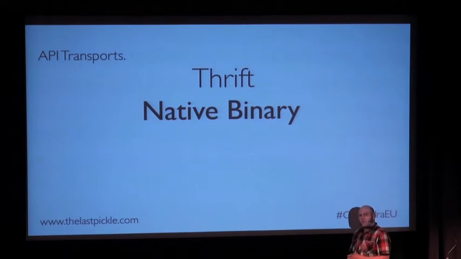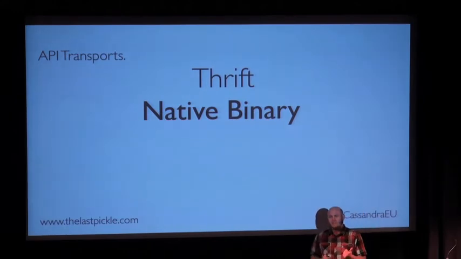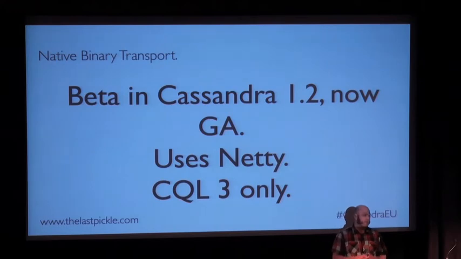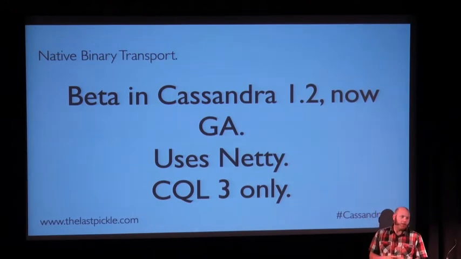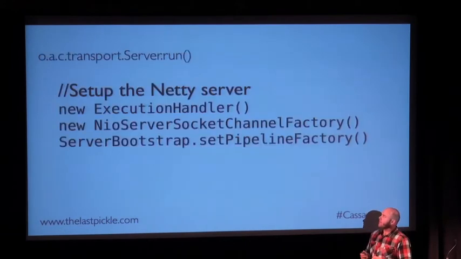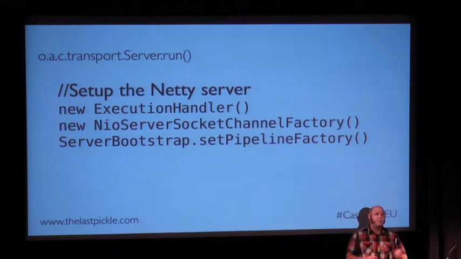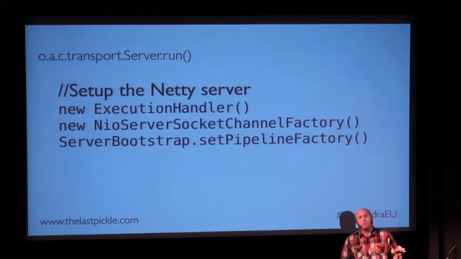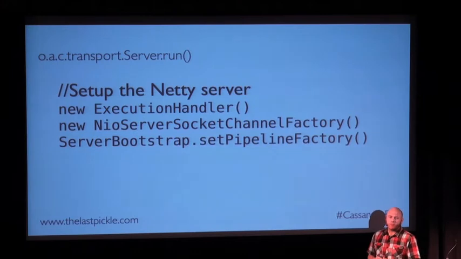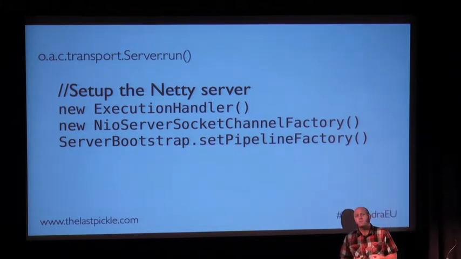Now, we've also got the native binary transport, and we've heard a bit about that today. And luckily it's in the code base, so we can have a bit of a deeper look at it. It used to be beta in 1.2, globally generally available now. It uses Netty internally, and you can only use it with CQL3. And the equivalent of the Thrift server implementation here is the transport.Server class. In these slides where you see OAC, I'm talking about org.apache.cassandra, so I'm pointing to a Java package, transport.Server.